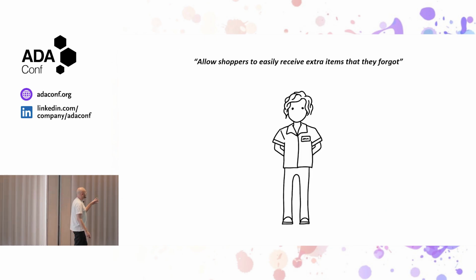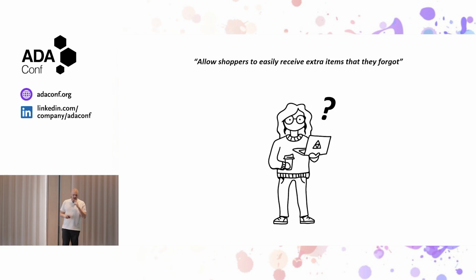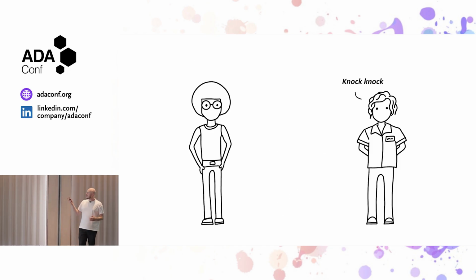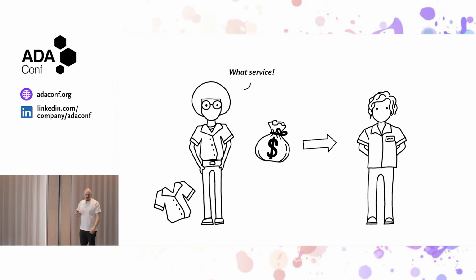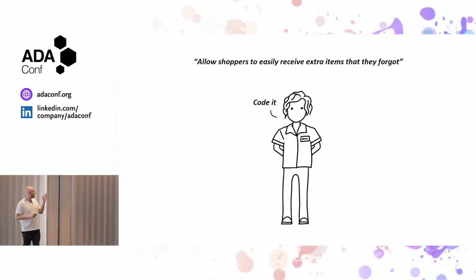So if we take each of these problem statements one at a time, maybe we'll start with allow shoppers to receive extra items that they forgot. Without the words update order in there, there's probably an absolute ton of ways that this problem could be addressed. The shopper themselves would probably be perfectly happy if the store manager magically appeared at their front door with the missing items in one hand and just a card reader in the other. That would be fantastic. Unfortunately, though, the store manager is not magic and would probably prefer that we solve this problem with code.